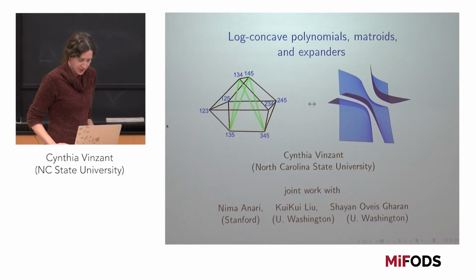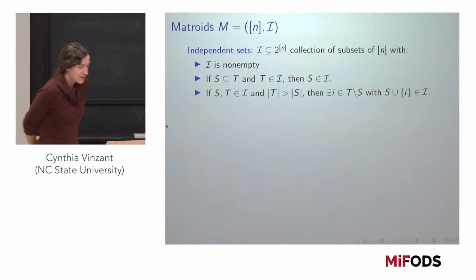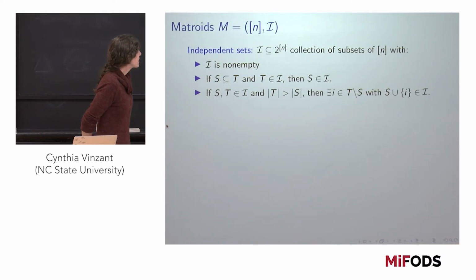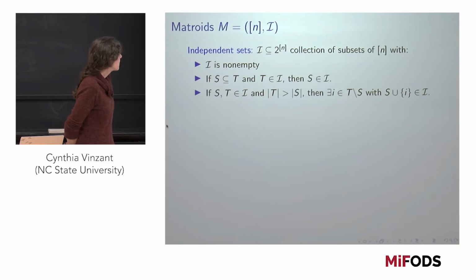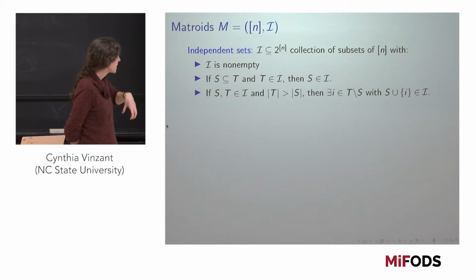So first off, I just wanted to define some terms. In particular, I want to start off with matroids. I'm sure many people in the audience are familiar, but just to make sure. So a matroid is going to come with a ground set, which for me is just going to be the numbers 1 through n. And I'm going to define it using its independent sets, which is a collection of subsets of the ground set 1 through n satisfying some properties. It should be non-empty. It should be closed under taking subsets. So if I have some subset in my collection, then any subset of it is in my collection.